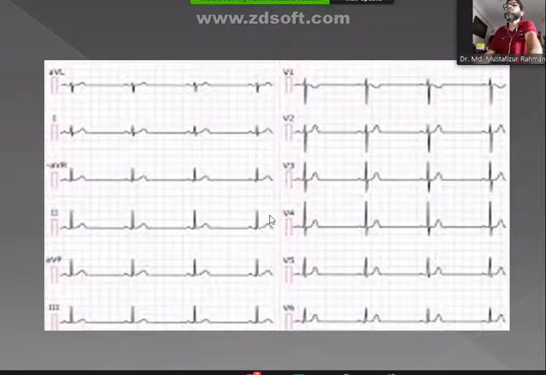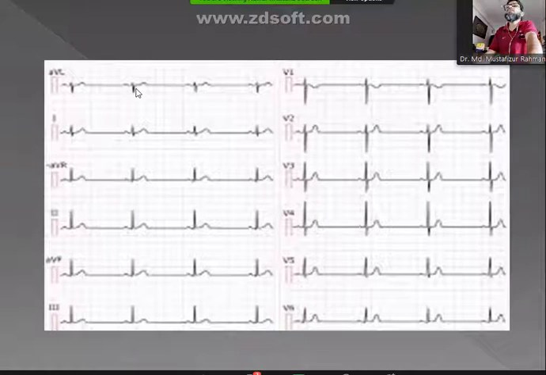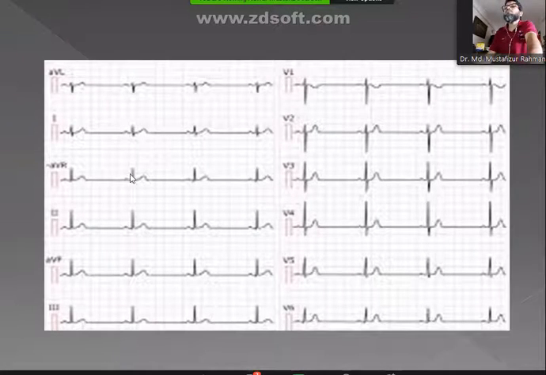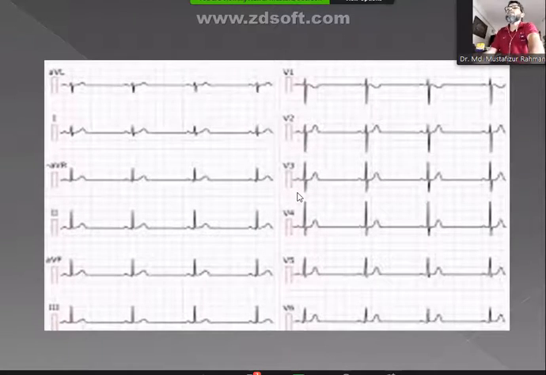So this is one type of ECG, where every P wave is followed by a QRS complex. There is no abnormality of the rhythm. Rhythm is normal. Rate is a bit low. So it is a case of sinus bradycardia.